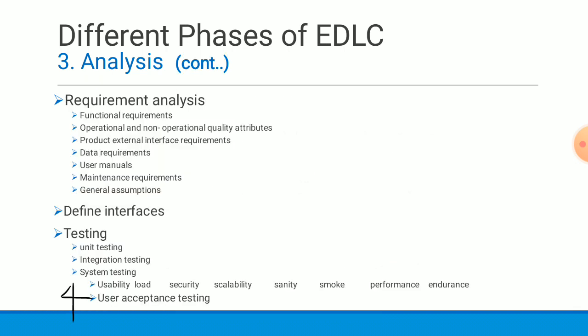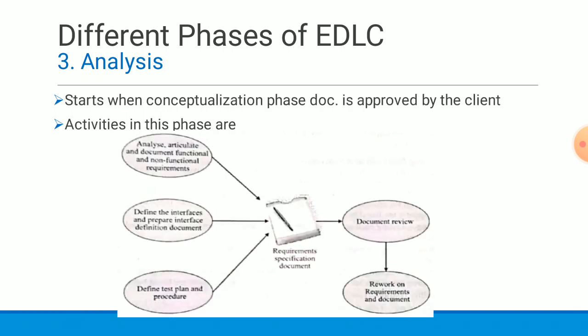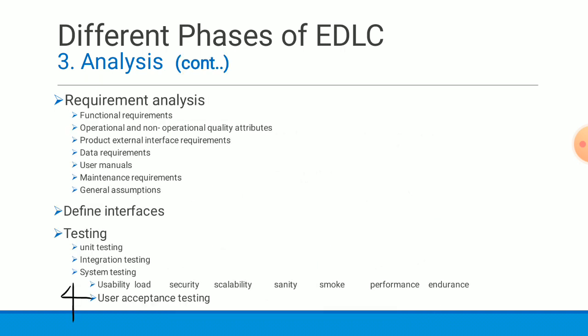Then third phase, third activity, is define test plan and procedure. Define the test plan and procedure. Okay, so this activity identifies what kinds of tests are to be performed in order to check whether the product meets all the requirements of the user or client. Okay, so various types of testing can be performed on a product to check whether it satisfies the functional and non-functional requirements of the product.